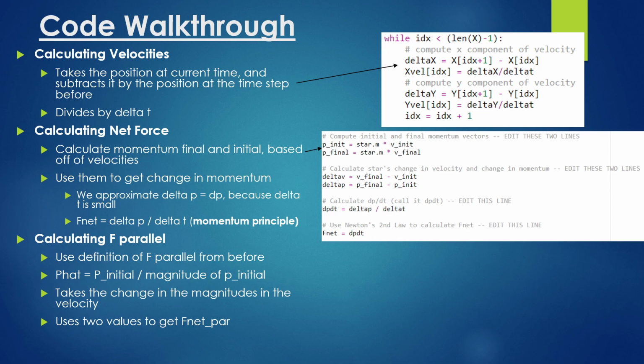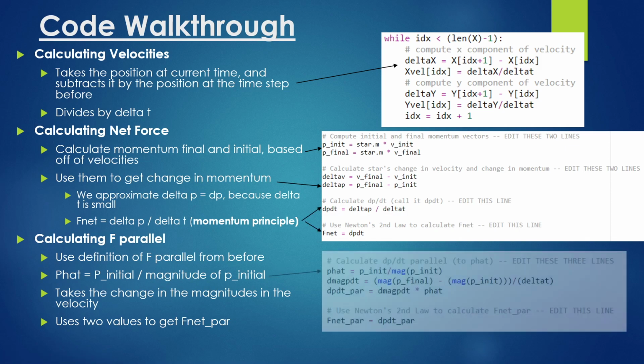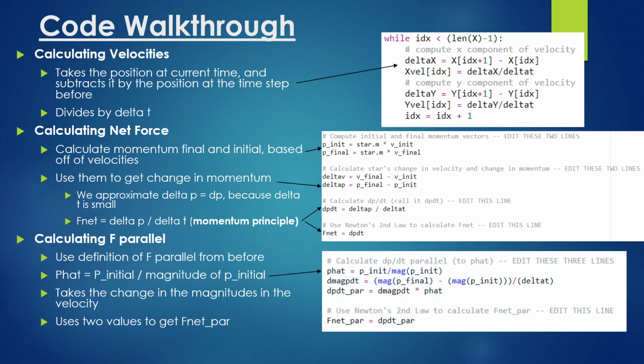So Fnet is equal to delta p over delta t, the momentum principle. And as you can see here, the code calculates for that. dp over dt is equal to delta p over delta t. Then for Fnet parallel, we use the definition of Fnet parallel from above, and that p hat is equal to p initial divided by the magnitude of p initial, and it takes the change in magnitudes of the momentum, and uses the two values to get Fnet parallel.